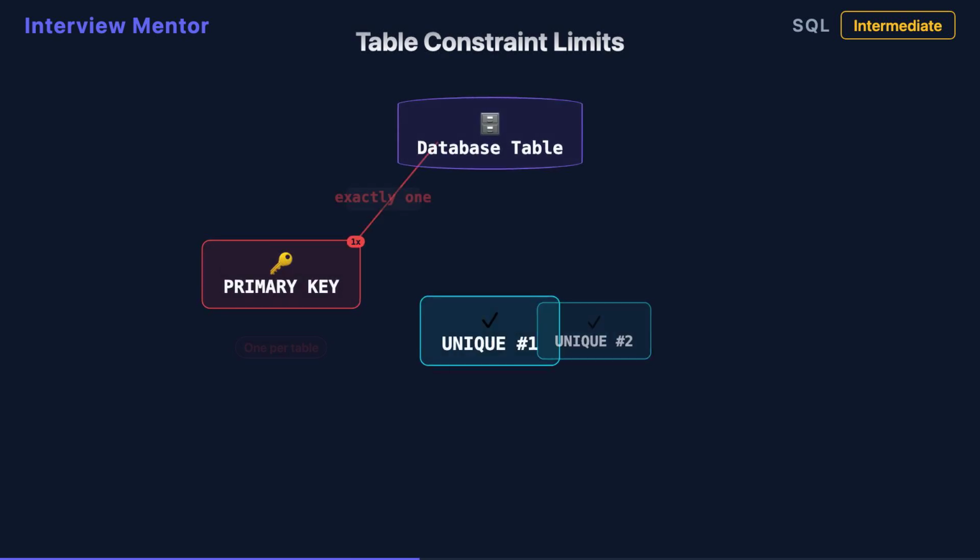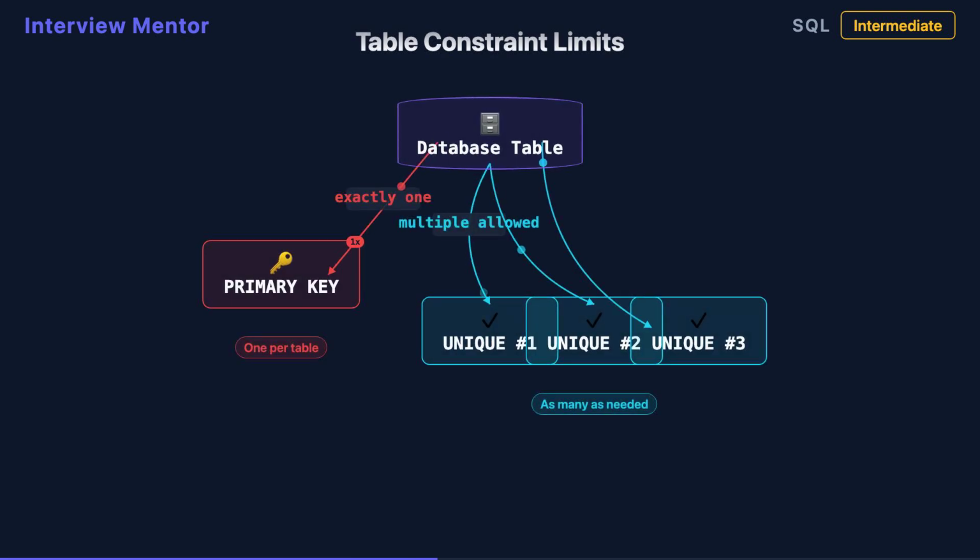Second difference: quantity. Every table can have exactly one primary key. That's it. But you can define multiple UNIQUE constraints on different columns or combinations of columns. Think of the primary key as the single official identifier, while UNIQUE constraints are additional uniqueness rules you layer on top.